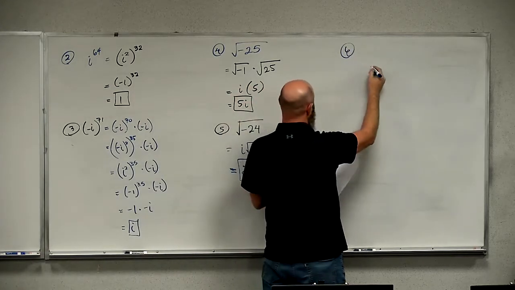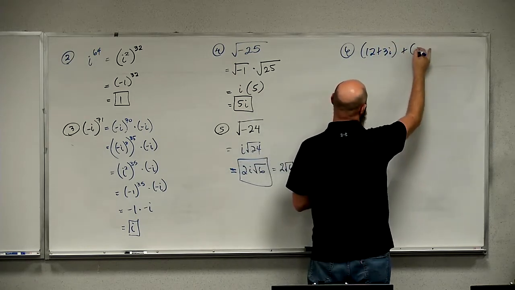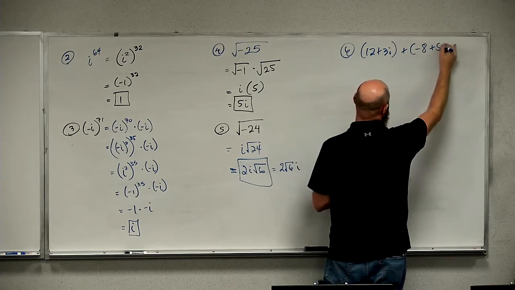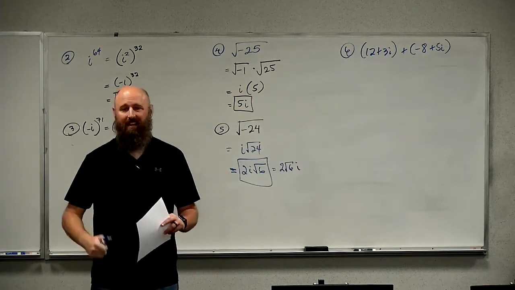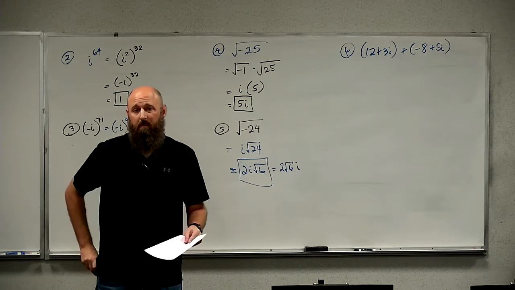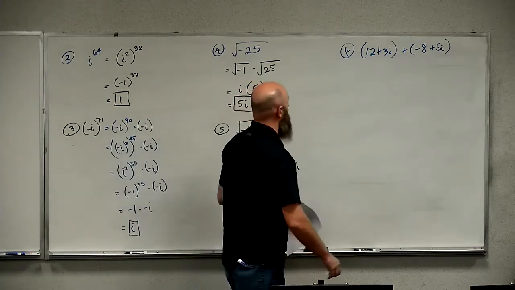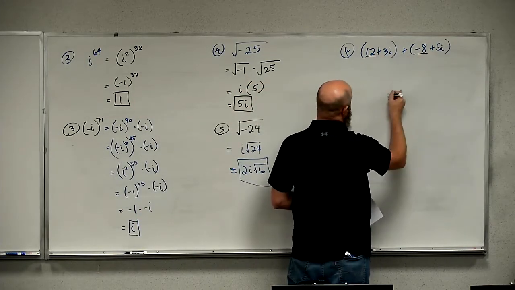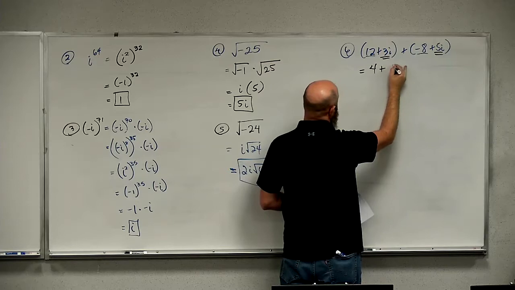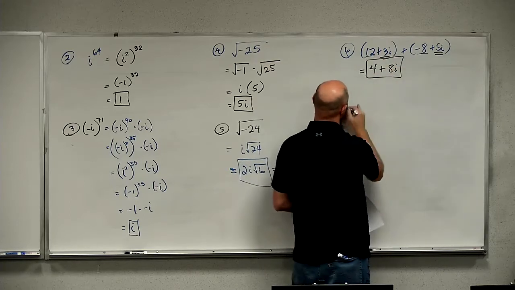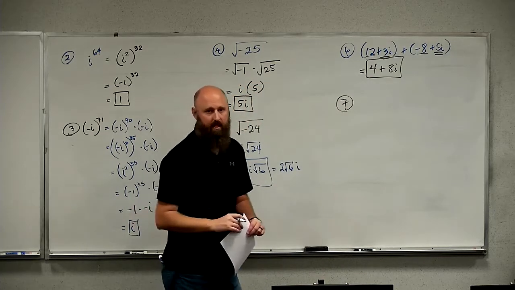All right, number 6, 12 plus 3i plus negative 8 plus 5i. Well, the good thing here about adding and subtracting is i can be considered just like any other variable. So we are combining like terms. There's nothing magical about those. So we just do what we've always done. So 12 plus negative 8 is 4. 3 plus 5 is 8i. Okay. So nothing super crazy about those things.